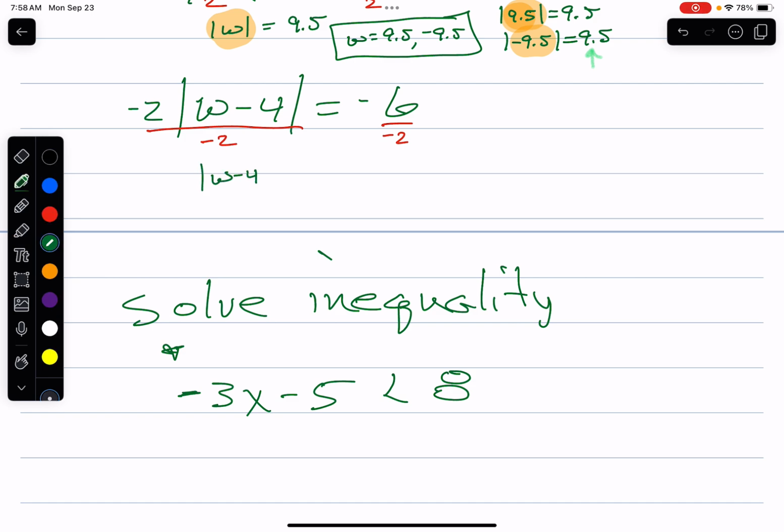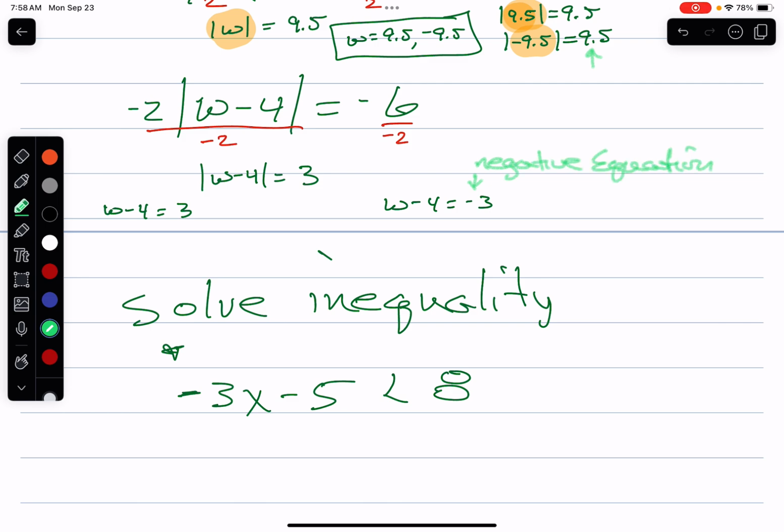Absolute value of w minus 4 equals 3. We're going to say w minus 4 equals 3. W minus 4 equals negative 3. Okay, so note that we have the negative equation right here. We're going to add 4. I'm going to add 4 here. We're going to end up with w equals 7 and w equals 1.